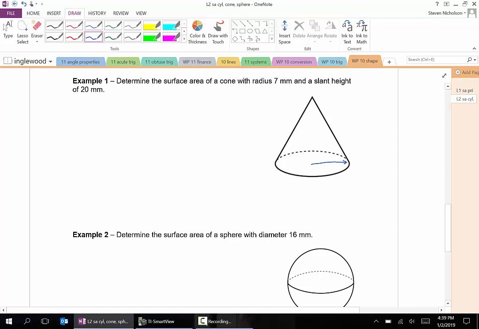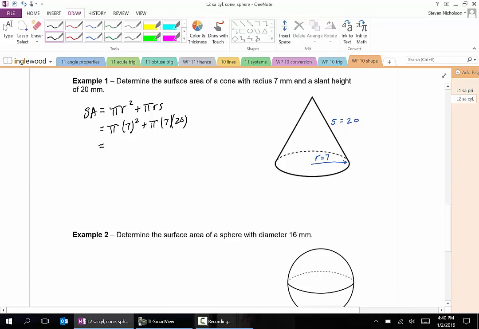Here's our cone, and we're going to have a radius of 7, and we're going to have a slant height of 20. Now, I wouldn't put in the units when you plug in your data because it kind of makes things messy. But remember, we're trying to find the surface area, and that's two-dimensional. So remember, our units are always squared when we have our final answer. So in going ahead and doing this, the surface area of a cone is equal to pi r squared plus pi r s.